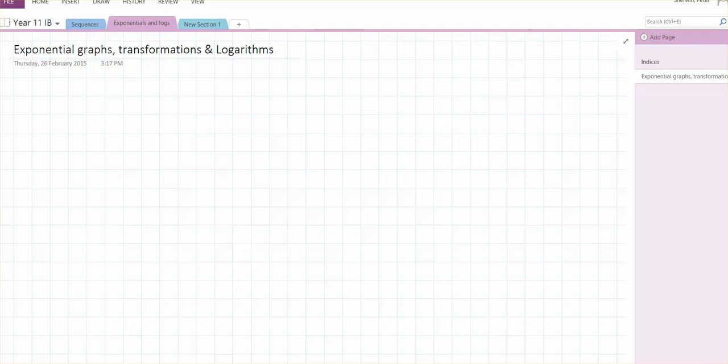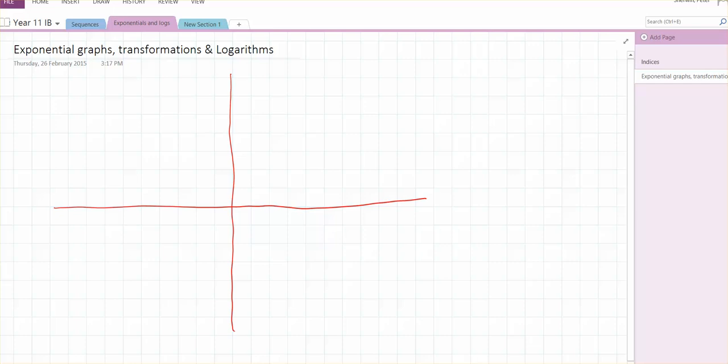Okay, IB. Our next video is on exponential graphs, transformations, and logarithms, which I'm going to cover as quickly as possible. It's quite a mouthful, but we're just going to look at the basics. So firstly, let's have a look at an exponential curve.